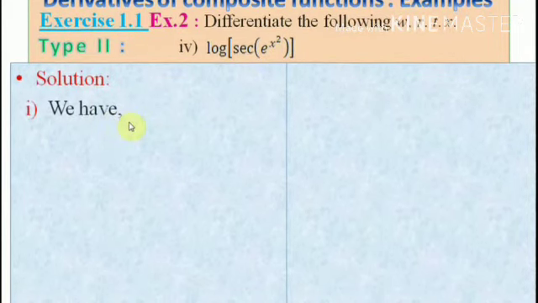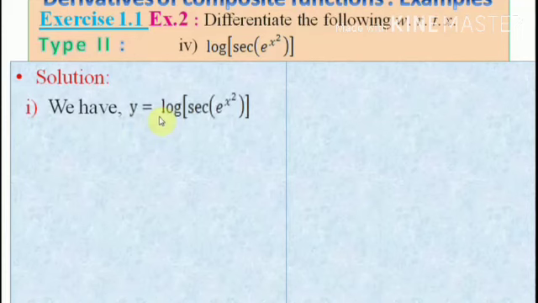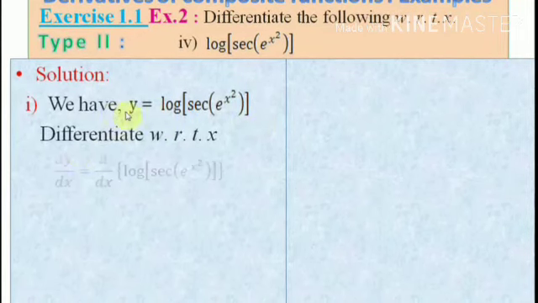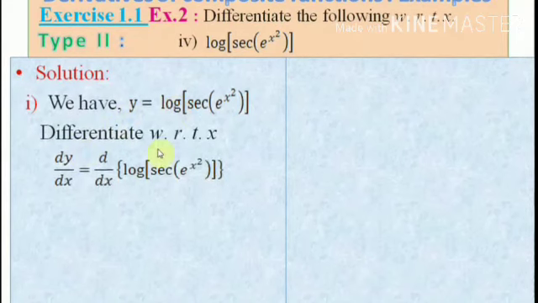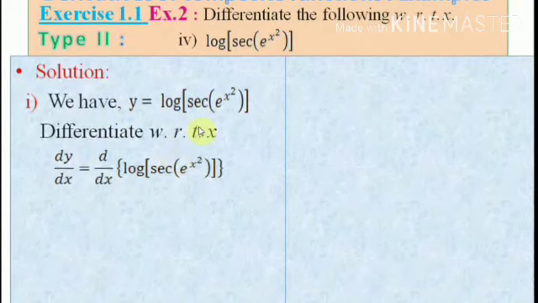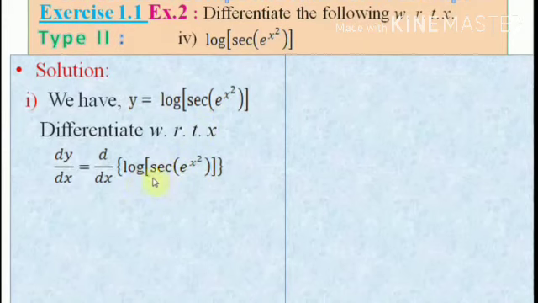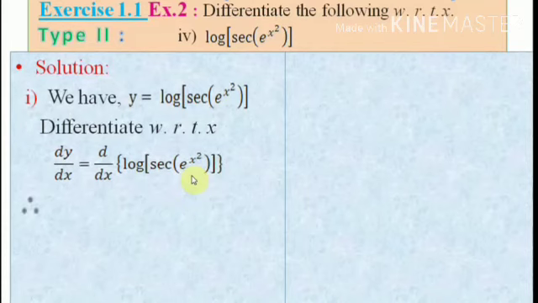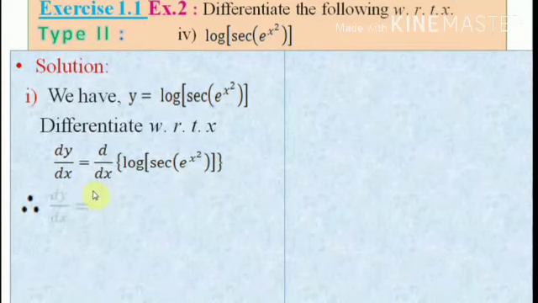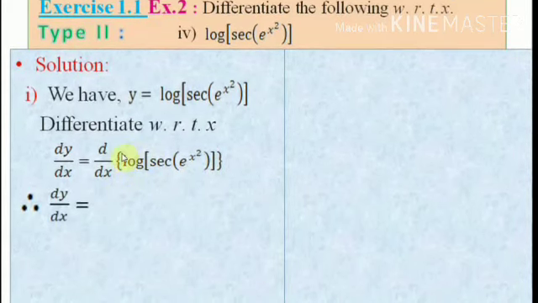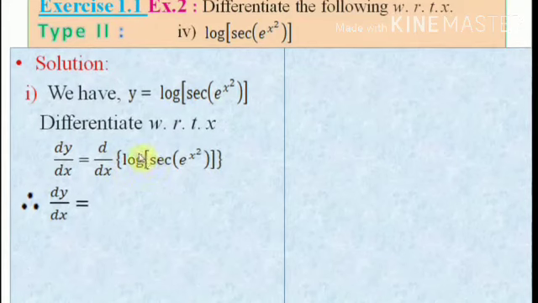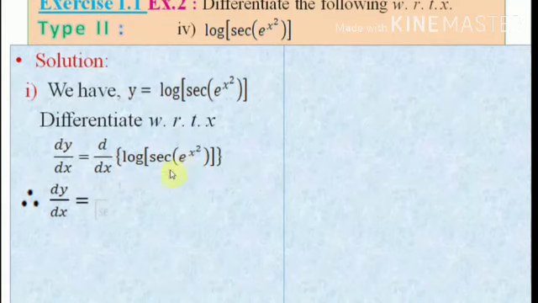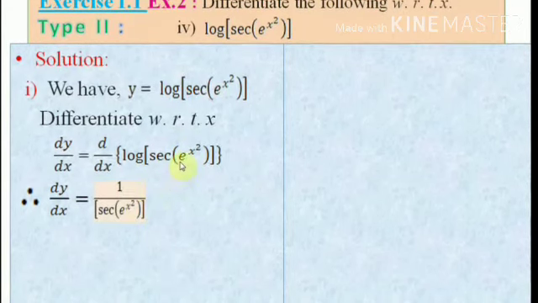First we'll take the given function, y equal to the given function. Therefore differentiate with respect to x. Taking the derivative of y with respect to x, that is dy by dx equal to, again taking the derivative of the right hand side, that is d by dx of log of sec of e raised to x square. Therefore dy by dx equal to, firstly take the derivative of the outside function, that is log of x. Log of x has the derivative 1 upon x. Therefore log of f of x has the derivative 1 upon f of x.